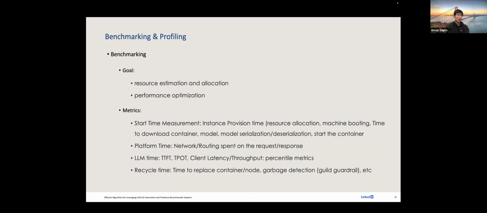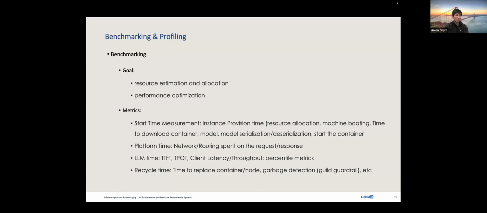The first one is the start time measurement. This covers the instance provisioning phase, like how long it takes to allocate resources, boot machines, download containers, deserialize models, and start containers. Optimizing this stage is crucial for reducing the cold start of containers. The second one is the platform time. This is time spent purely on the network and routing the request through the service infrastructure. Even if the model is fast, full platform routing can also introduce unacceptable delays.